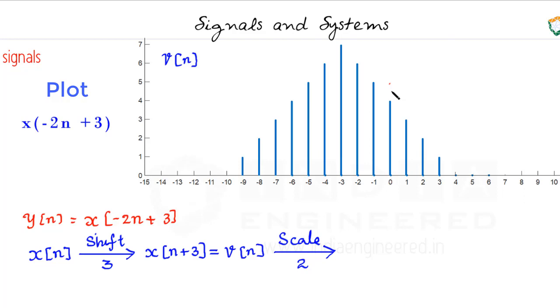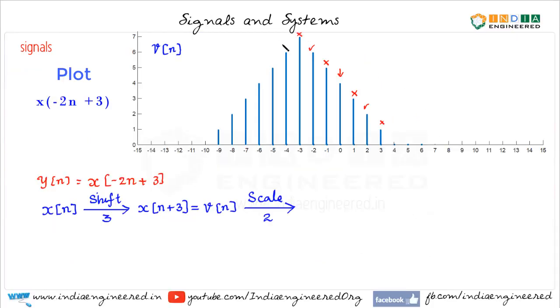We will start from 0. So there is no change here. We will take this sample. We will discard this sample. We will take this sample, but it will come here. We will do that. We will discard this sample. We will discard this sample. Take this. Now let's remove them.